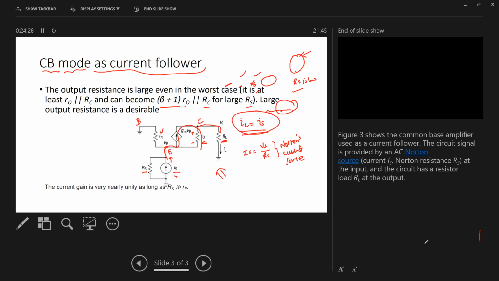So I hope you found this video useful regarding the common base amplifier. We've seen how it also compares with common emitter, and we continue our discussion with that.